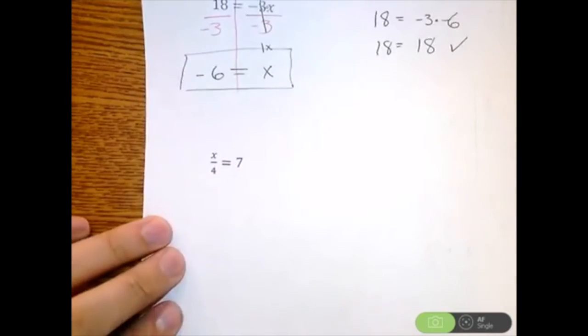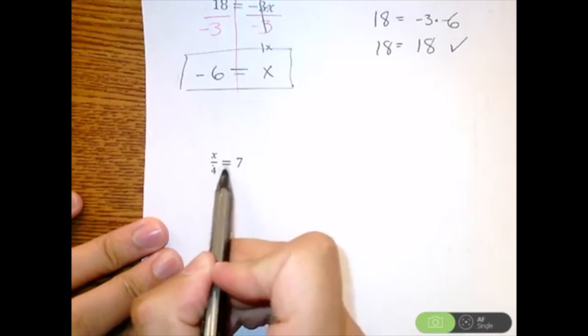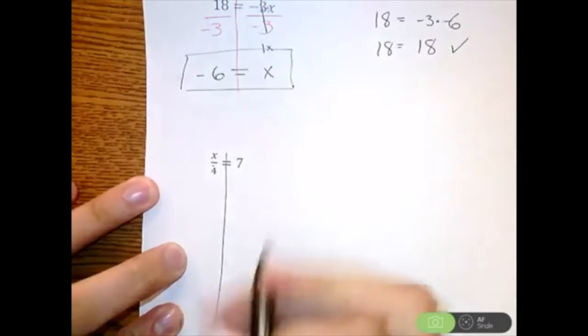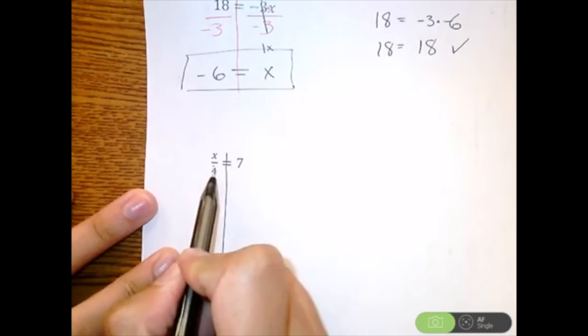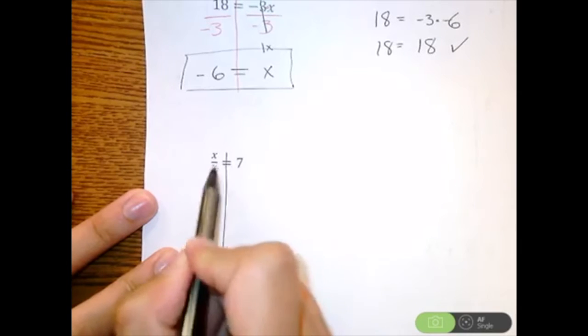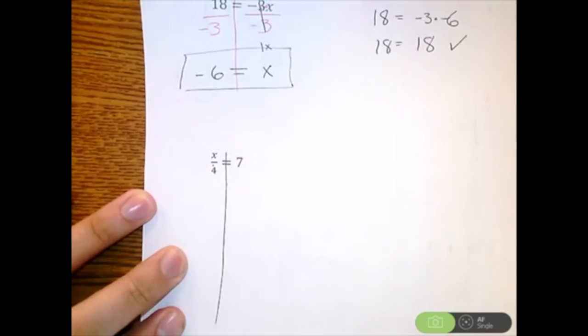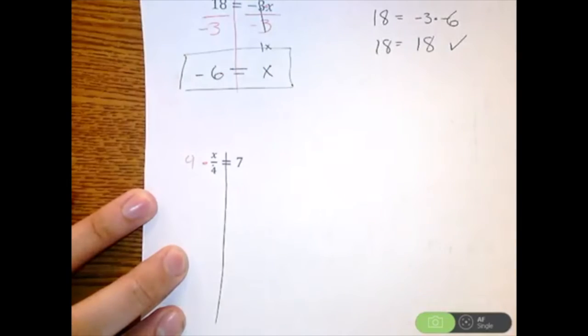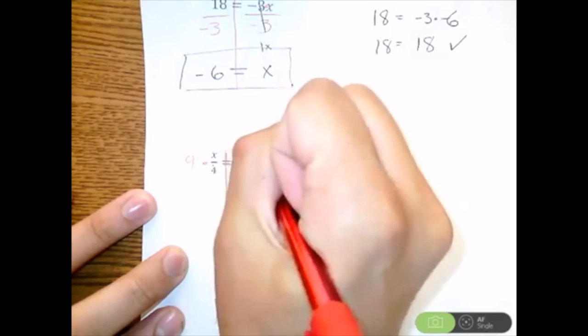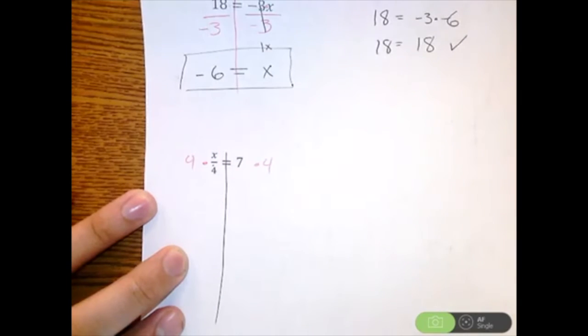Final example. x divided by 4 equals 7. Our x is on the left side. It's currently being divided by 4. I want to get rid of this division by 4 and move it to the other side of the equation. So the opposite of dividing by 4 is we're going to multiply by 4. Multiply the left side by 4, multiply the right side by 4.